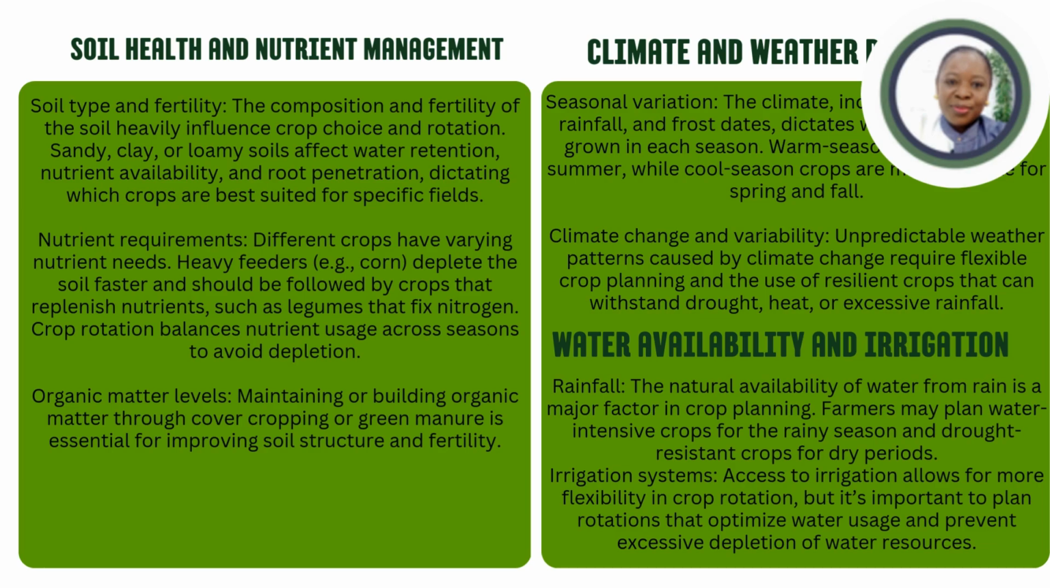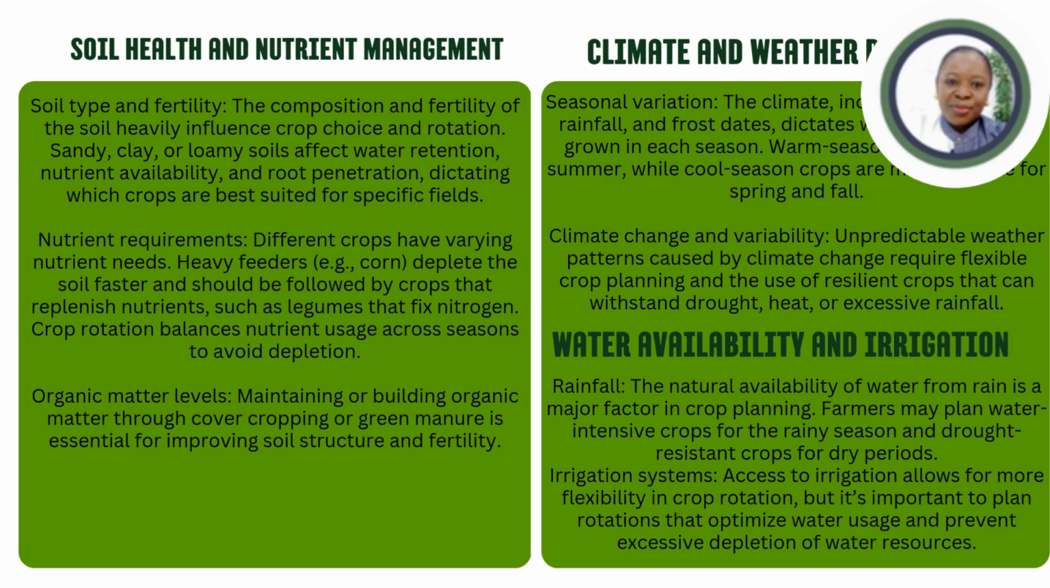Climate and weather patterns. Seasonal variation. The climate, including temperature, rainfall and frost dates, dictates which crops can be grown in each season. Warm season crops thrive in summer, while cool season crops are more suitable for spring and fall.